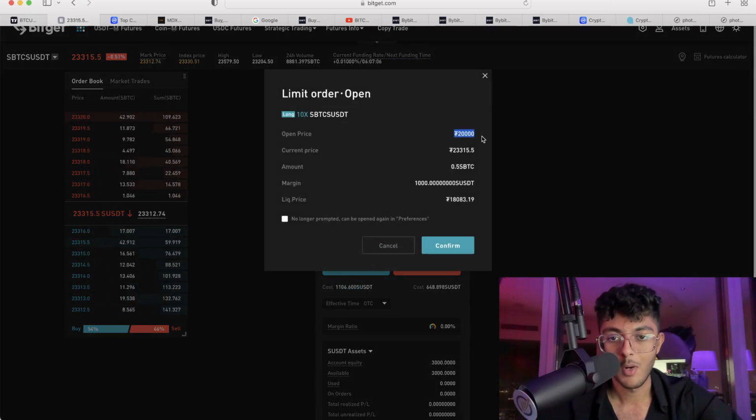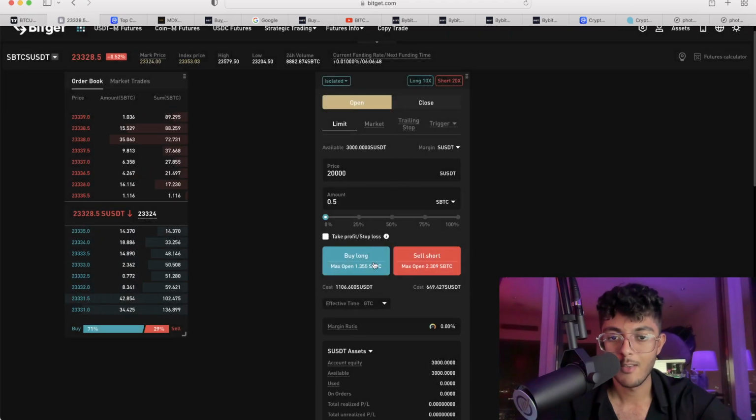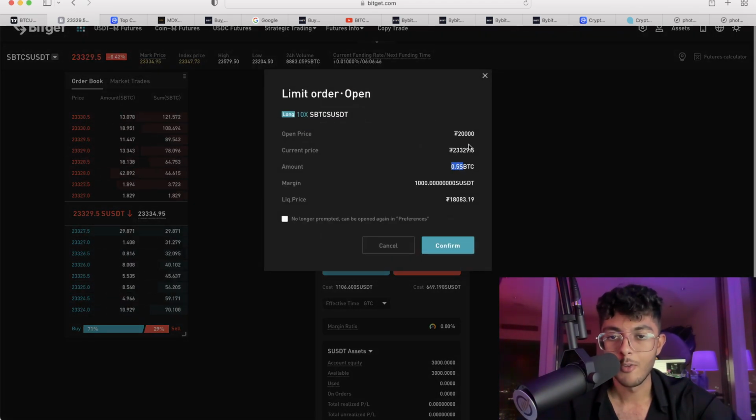So we've got my open price at $20,000, which tells us the current price. That's not relevant information. And then down here, we've got 0.5 simulated Bitcoins with a margin of $1,000 right there. That's how much I'm putting in. The margin means how much money I'm putting in from my account. So as you can see, I'm applying 10x leverage. I'm buying half of a Bitcoin. One Bitcoin at that time would be worth $20,000. So I'm buying $10,000 worth of Bitcoin. And because I'm applying 10 times leverage, the margin that I'm putting in is only $1,000.